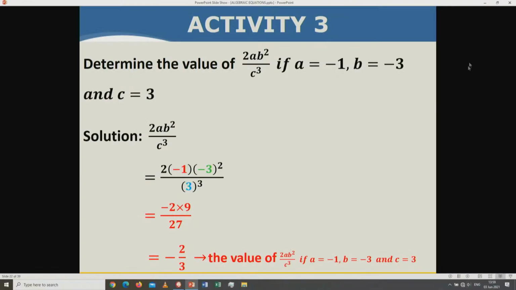Right, let's go back to the presentation now. So now we have negative 2 over 3 as the value of 2ab squared over c cubed if a is equal to negative 1, b is equal to negative 3 and c is equal to 3.